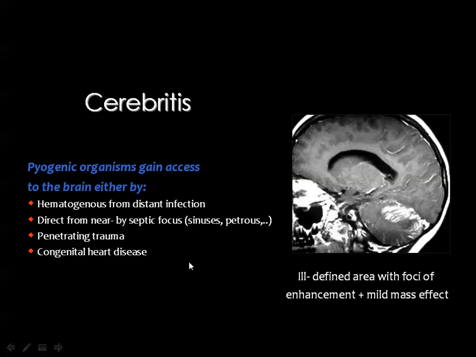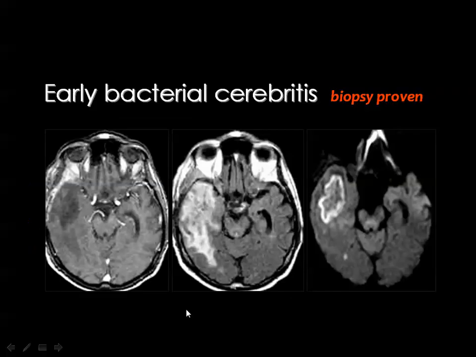And penetrating trauma may also help to introduce organisms into the intracranial space. Also, septic emboli from congenital heart disease may have a role. Then early bacterial cerebritis is difficult to diagnose. In the end, you can see only a lesion, which is hypodense in the CT scan, and low signal in the MRI. And if you inject the contrast media, it will not enhance.